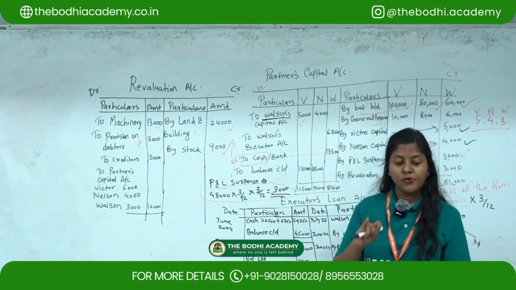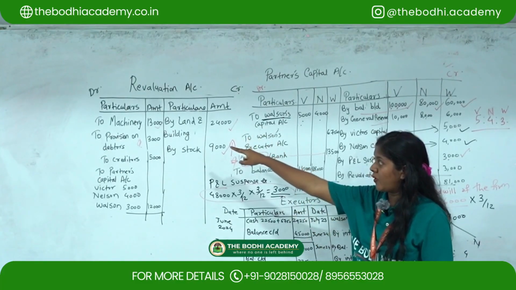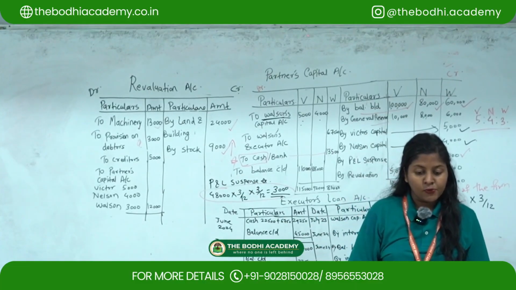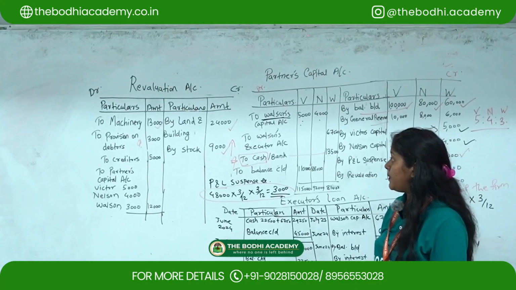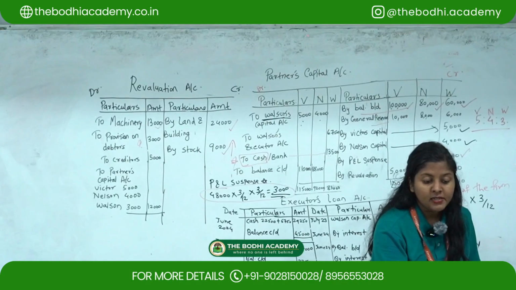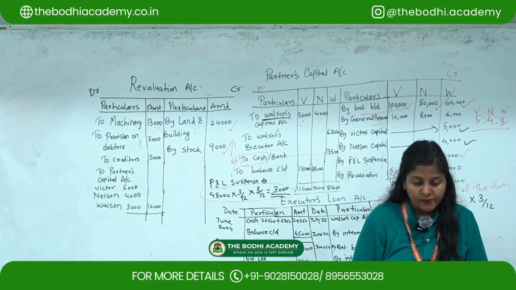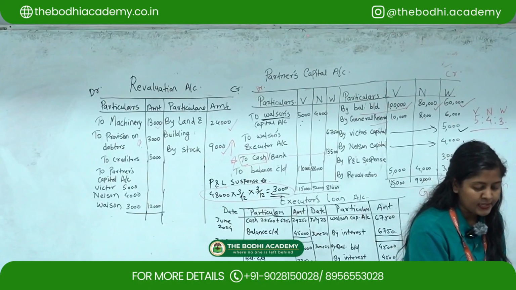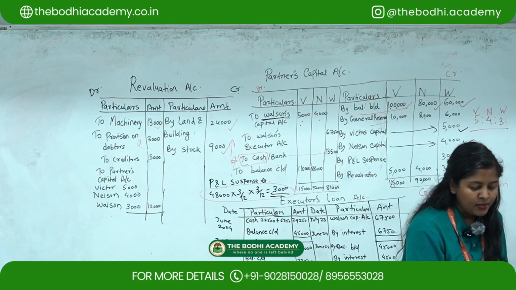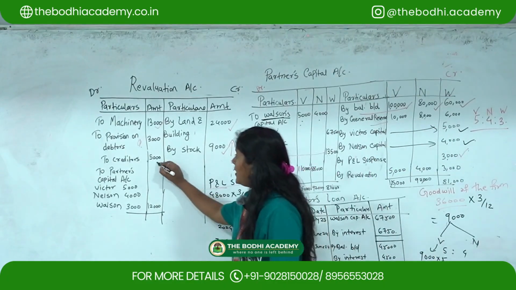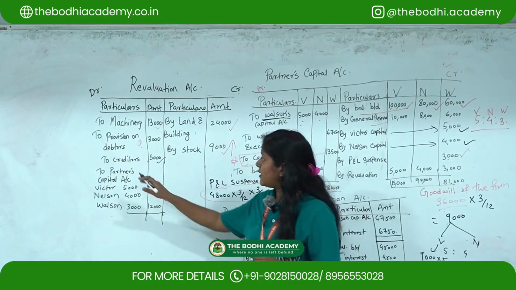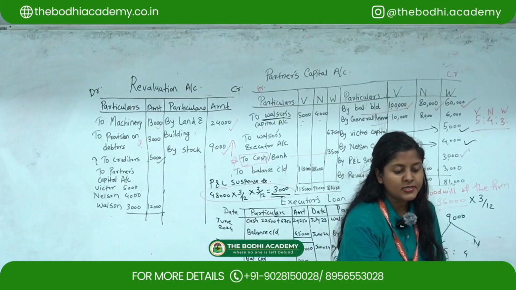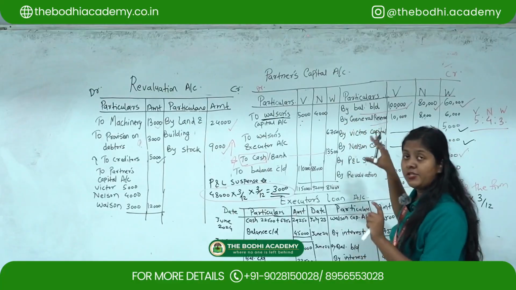Adjustment. We saw the adjustment of goodwill of the firm, then land and building. We also saw with regards to debtors, machinery, creditors. Creditors, they have told us that creditors valued at rupees 32,500, and in the trial balance creditors amount they have given as 27,500. So that difference you have to find out. 27,500 minus 32,500, which will give you 5,000. Okay, since the liability is increasing, it will come on debit side of revaluation account. Okay, so this is what with regards to the adjustment part.